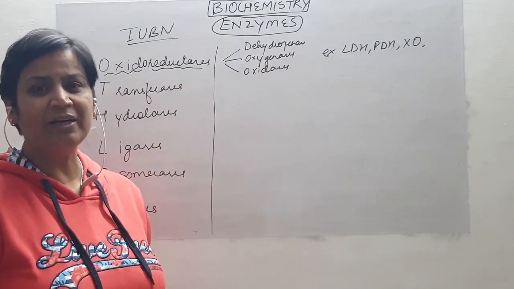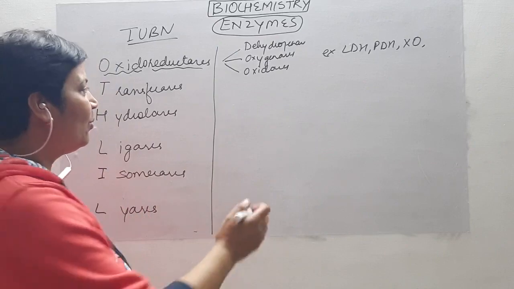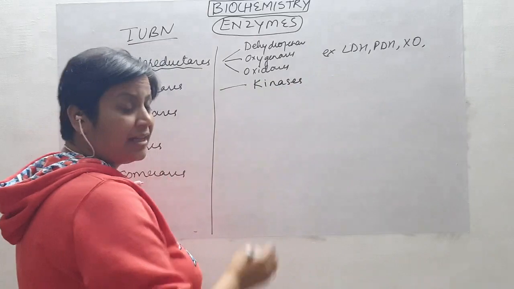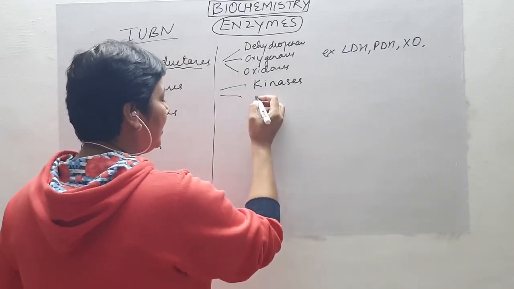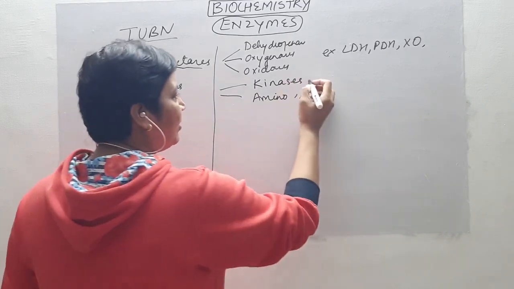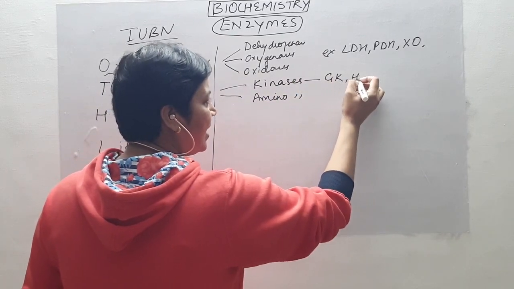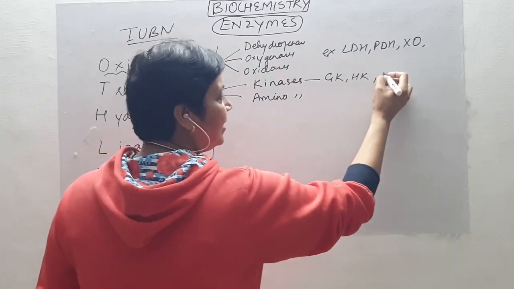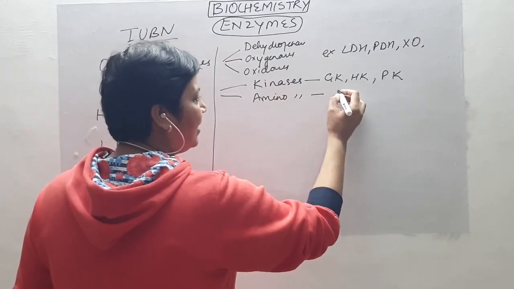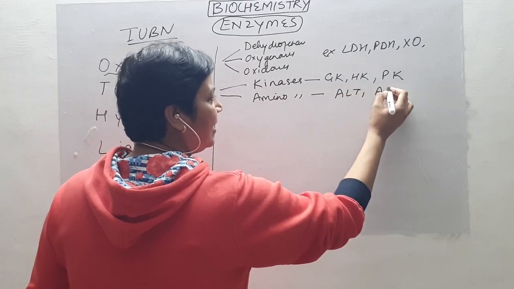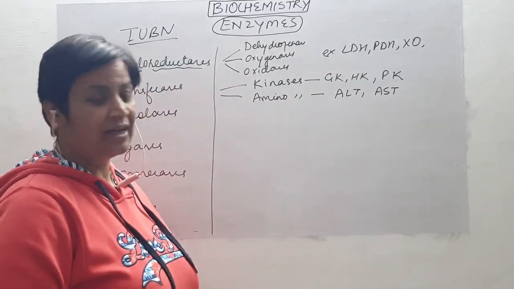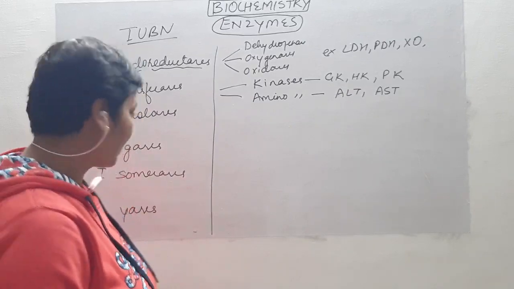Transferases, it is clear from the word itself, there is transfer of something. Now, whether there is transfer of phosphate, kinase, whether it is transfer of amino group, it is aminotransferases. Examples of kinases can be glucokinase, hexokinase, pyruvate kinase. Aminotransferases, the examples are alanine transaminase and aspartate transaminase. So there is transfer. Again, this is a very important question too.